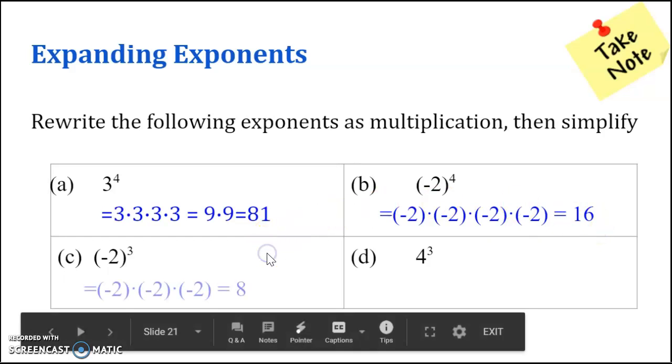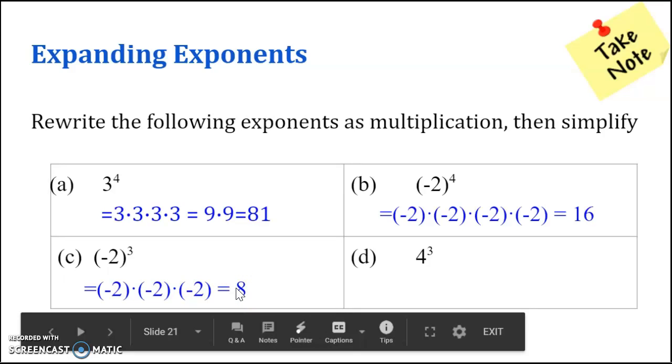What about this? Negative 2 to the power of 3 is negative 2 times negative 2 times negative 2. So negative 2 times negative 2 is positive 4, times negative 2 is negative 8. Oh, there's an error. This should be a negative 8.